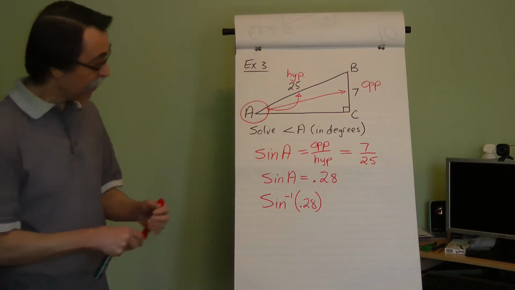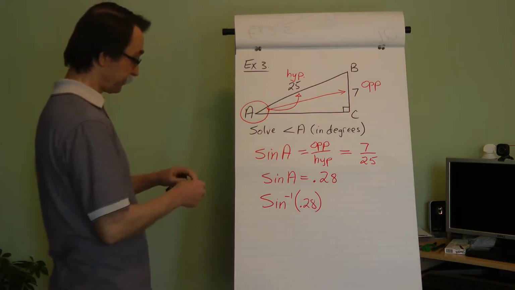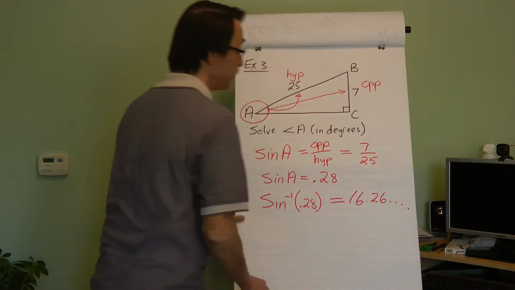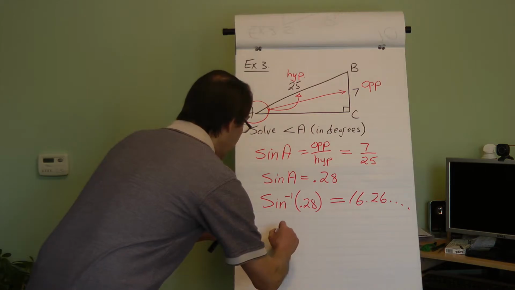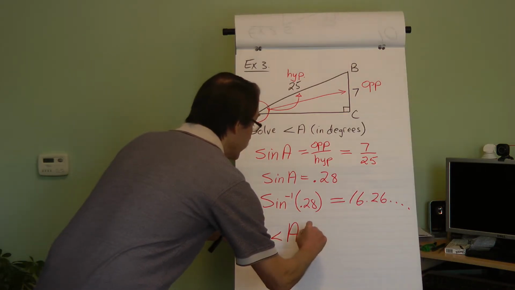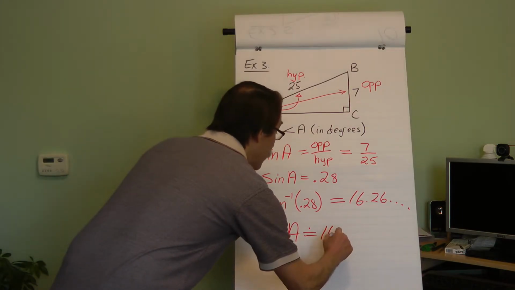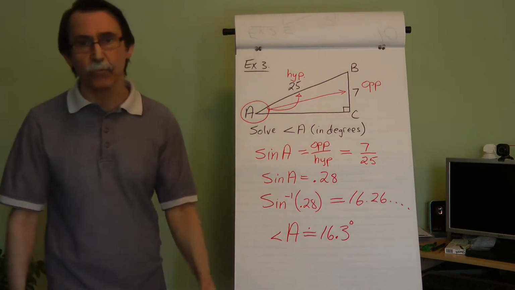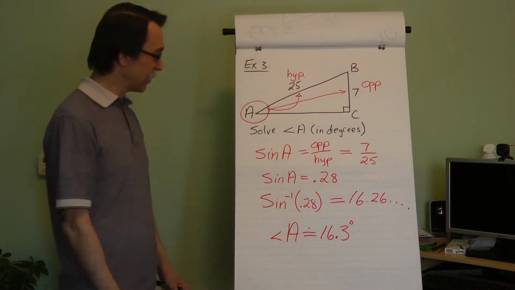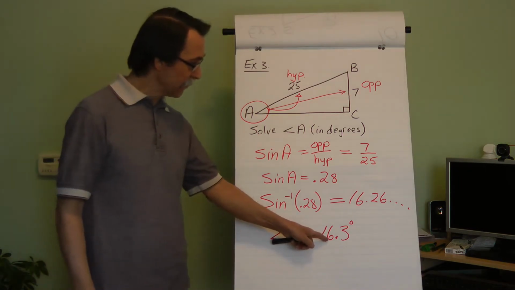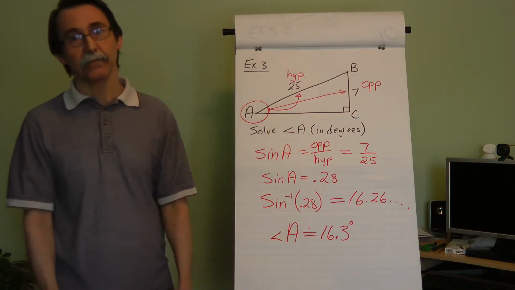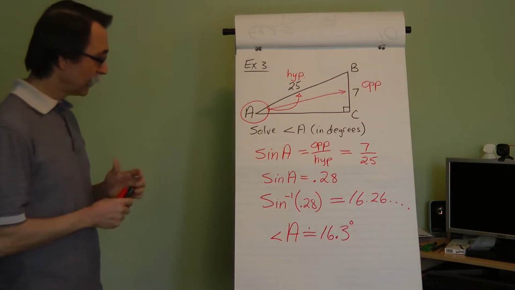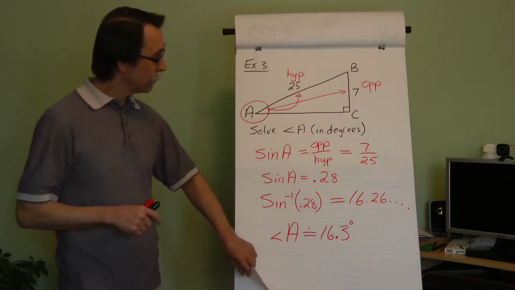16.26 and so on. And so angle A is approximately equal to 16.3 degrees. Okay, I'm not making an issue of it's 16.3, 16 even. That is not my concern. If you get this far, then I have no concern that you understand this. You follow along fine.